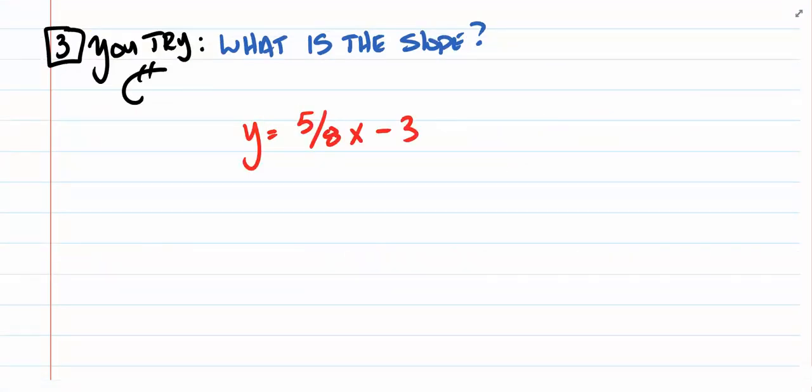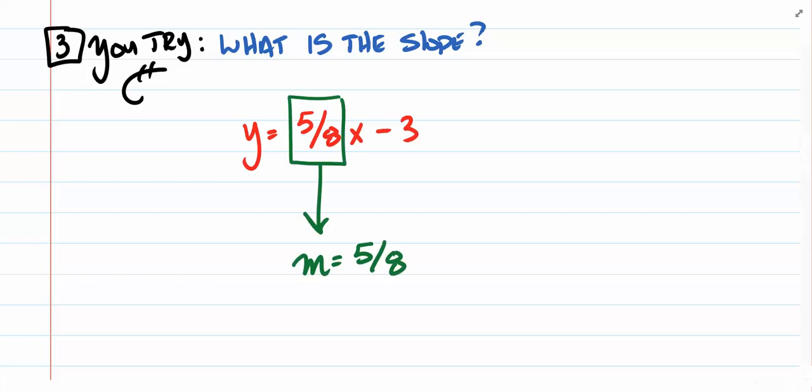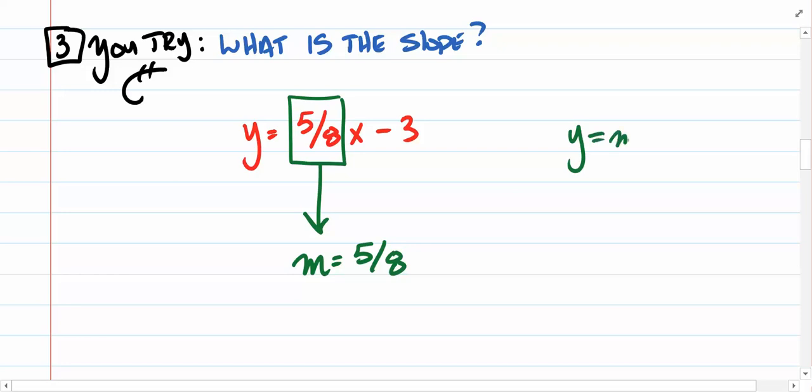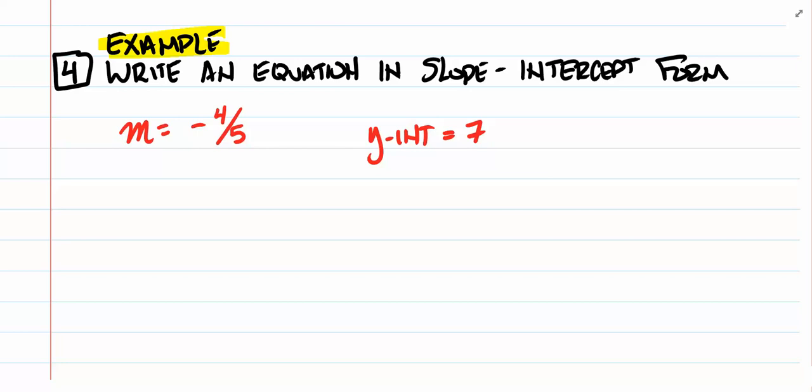Okay, box number 3, it's a you try. What is the slope? Hopefully you got that right, but if you did not, the answer is simply 5/8. The slope is a value of 5/8. It's sitting right in front of the x in the form of y equals mx plus b. Box number 4 is an example.